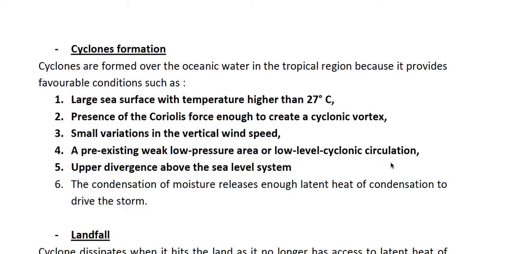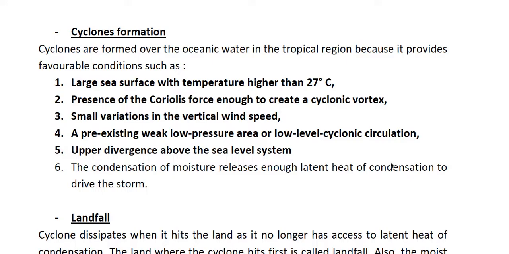Let's go on to how they are formed. They are formed over oceanic water, as we already know, because it provides favorable conditions such as high temperature with large surface area, that is 27 degrees Celsius. Presence of Coriolis force is needed because it is responsible for the spin, and because of the spin it moves. Small variation in the vertical wind speed is also required, and a low pressure area is very important.